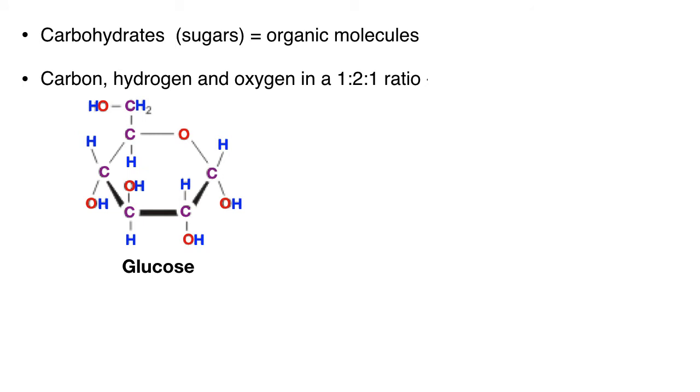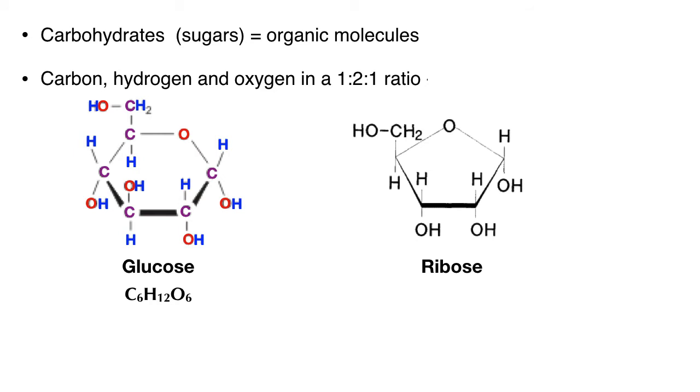This hydrocarbon right here is glucose. You will become very familiar with glucose throughout this lesson and throughout this course. And glucose, like many similar sugars, has the molecular formula C6H12O6 with that 1 to 2 to 1 ratio I just mentioned. Now, this other sugar here is ribose, another sugar you will learn a little bit more about. And its molecular formula is C5H10O5, another 1 to 2 to 1 ratio.